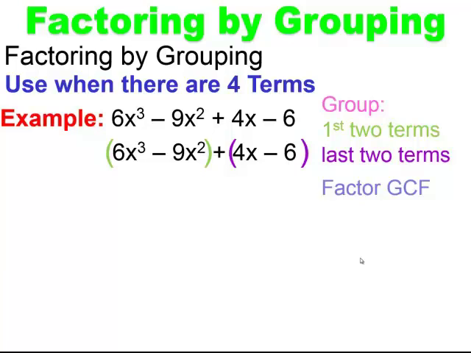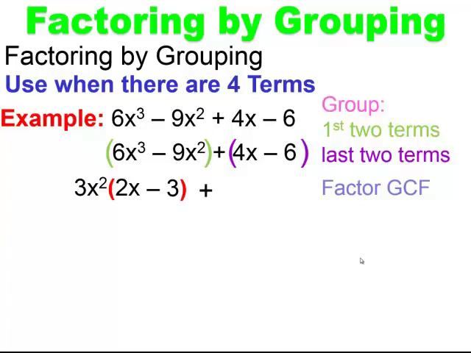So when I look at the first grouping, my greatest common factor is going to be 3x squared. So I'm going to take that and I'm going to factor it out of each term. And remember, when you factor it out, you're dividing each term by the GCF. Whatever's left goes inside the parentheses. So when I take it out of the 6x to the third, I'm left with 2x. When I take it out of the 9x squared, I'm left with minus 3x. And I close the parentheses.